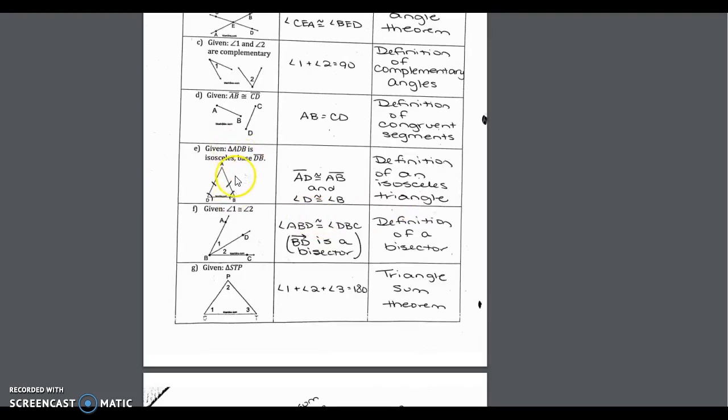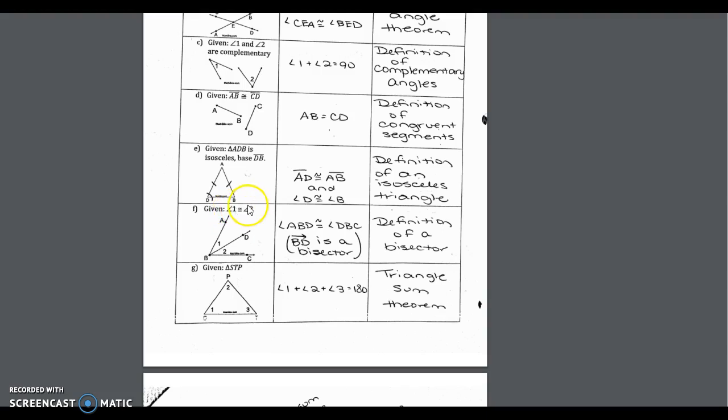Triangle ADB is isosceles, which you were able to mark using these hash marks and these arcs for the base angles. And we're also given that DB is the base. You should know that for an isosceles triangle, we could also call this the isosceles triangle theorem, that AD is congruent to AB. These two sides are congruent to each other. And also these two angles, angle D and angle B, are congruent to each other.